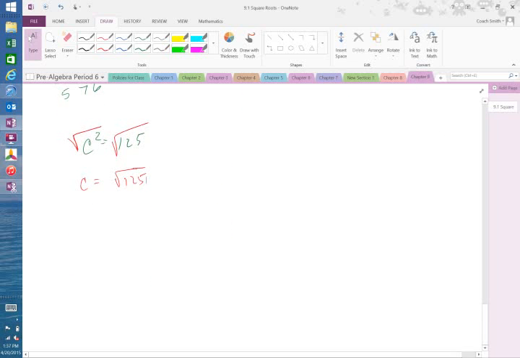Well, here's what you do. We know that the square root of 125 is between the square root of 121, which is 11, and the square root of 144, which is 12. So if I'm going to approximate it to the nearest tenth, that means it has to be one of these numbers.